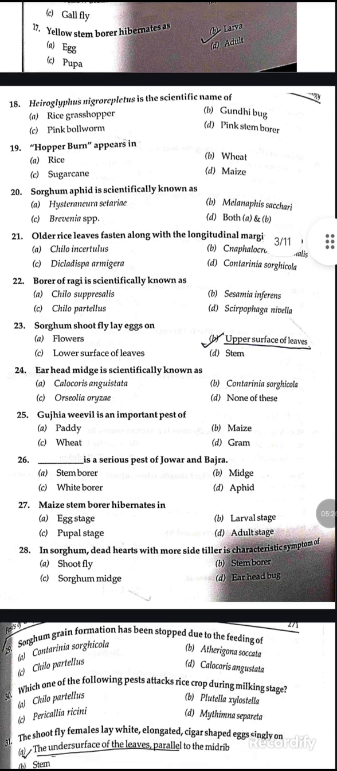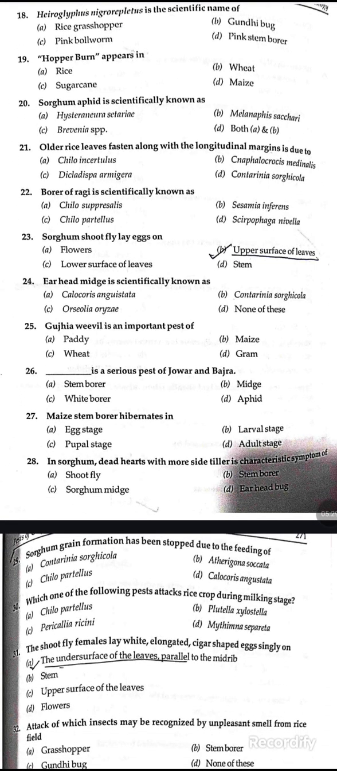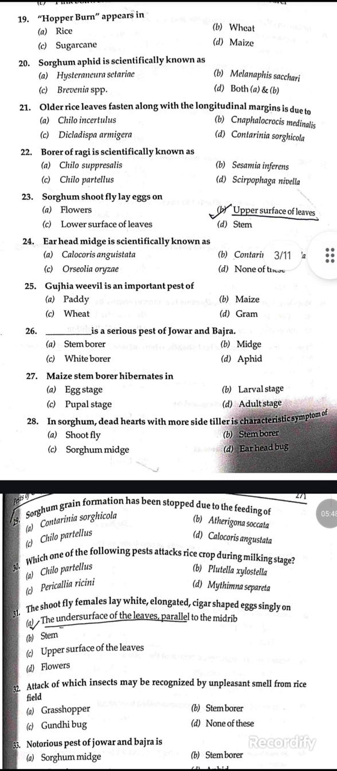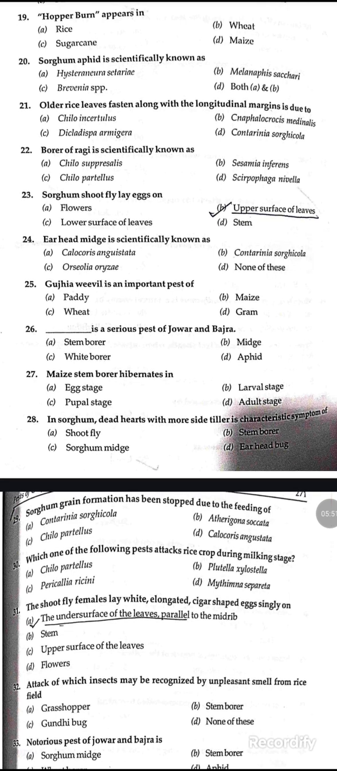Maize stem borer hibernates in the larval stage. Yellow stem borer also hibernates in larval stage. In sorghum, dead heart with more side tillers is the characteristic symptom of which one? That is the shoot fly. Dead heart in rice is yellow stem borer, but dead heart with more side tillers is sorghum shoot fly.